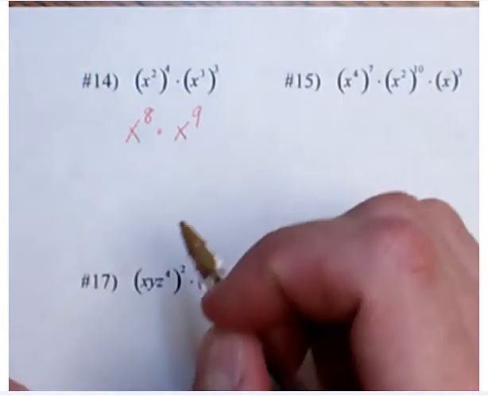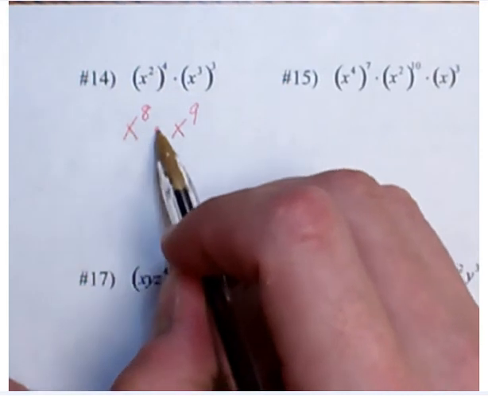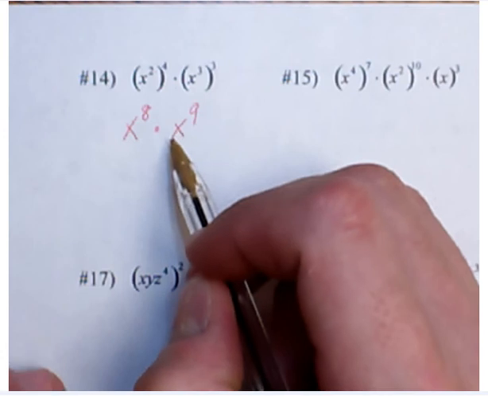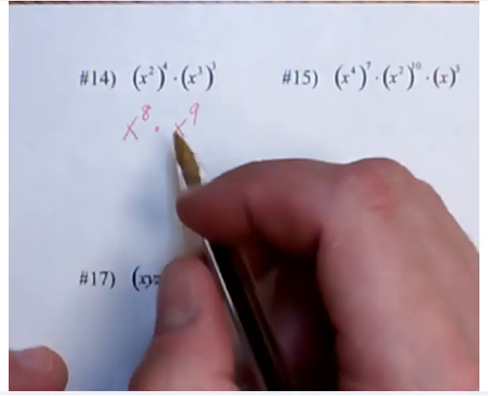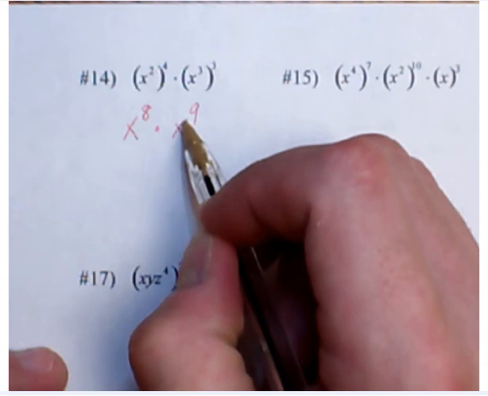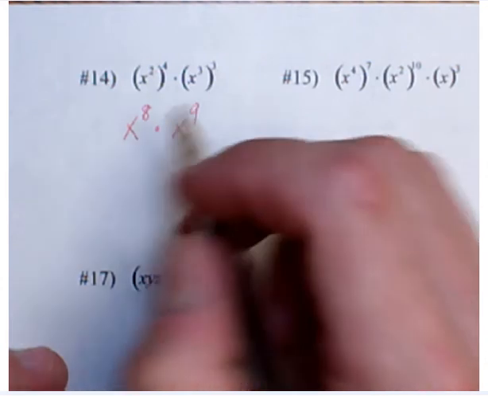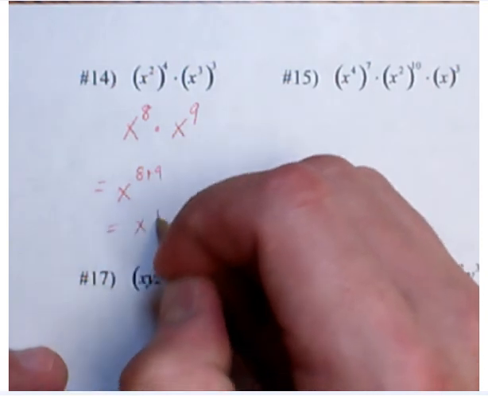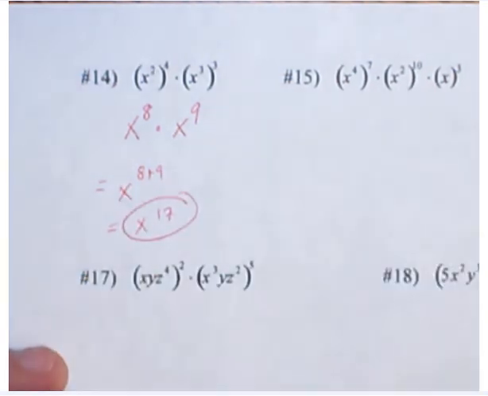Now look at what you have. X to the eighth times x to the ninth. That's the same variable. We can multiply those together. Now when you multiply variables, what do you do to the exponents? Do you remember? You add them up. So we get x to the 8 plus 9, which equals x to the 17th. That is your answer. Okay?